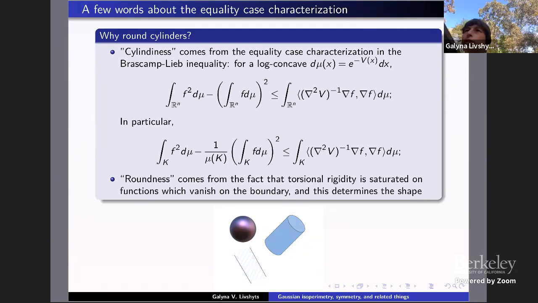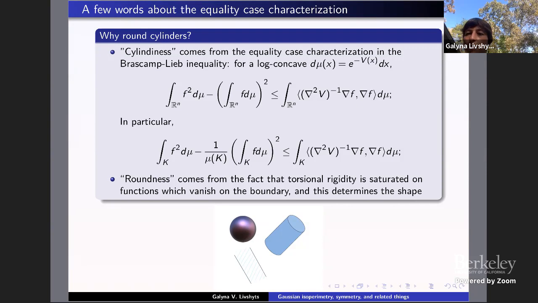Here, how can it be true if your set is very close to the origin, that the measure is very close to the Dirac, but nonetheless, miraculously, it's true. And we heard a lot in Max's talk about this as well. So cylindriness comes from equality case characterization in this inequality.